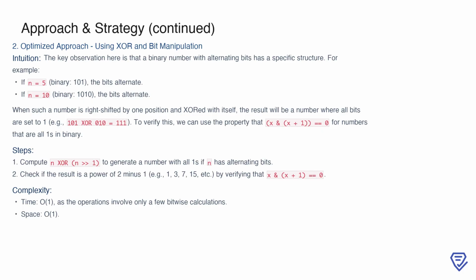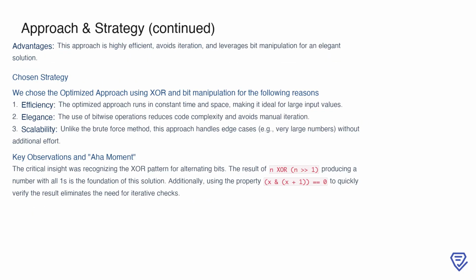This eliminates the need for iterative comparisons. The steps are straightforward: compute n XOR n1, and then check if the result meets the condition. This method is highly efficient, with constant time and space complexity, because it relies on just a few bitwise operations. This optimized approach offers several advantages that make it the preferred solution.